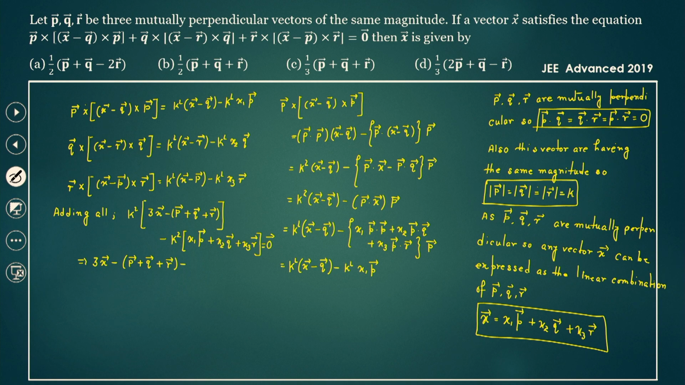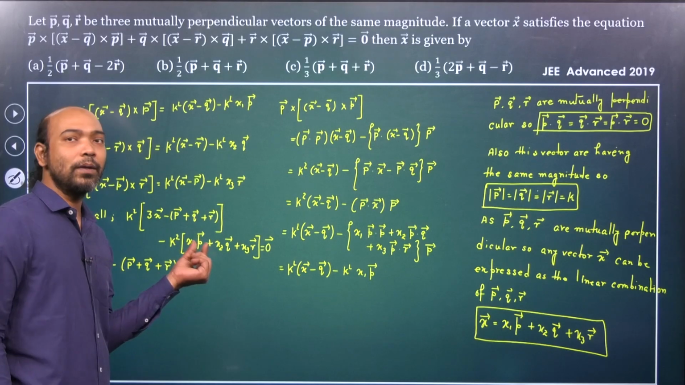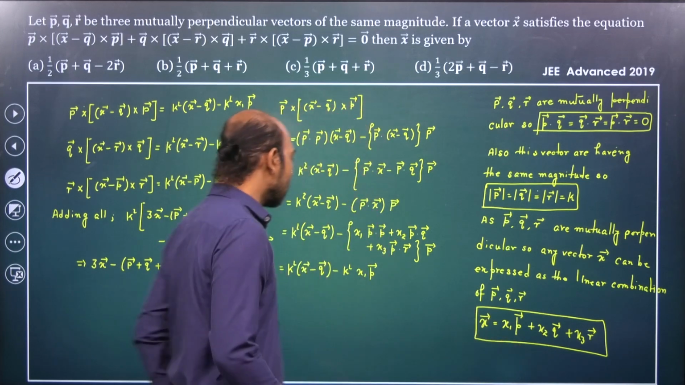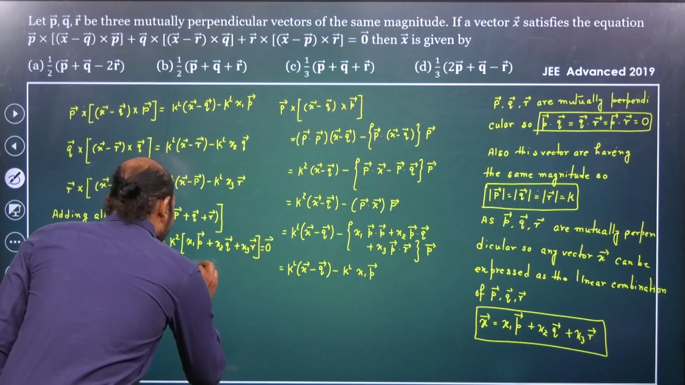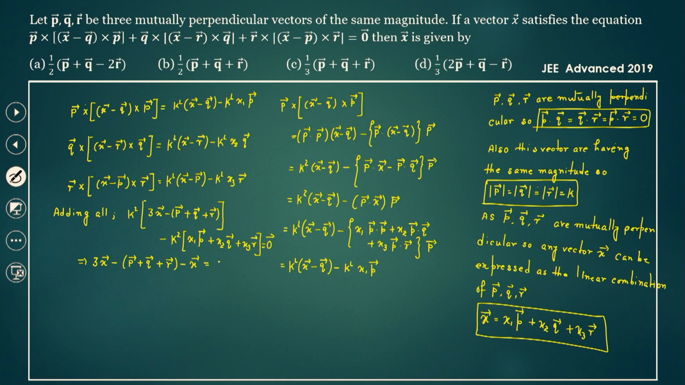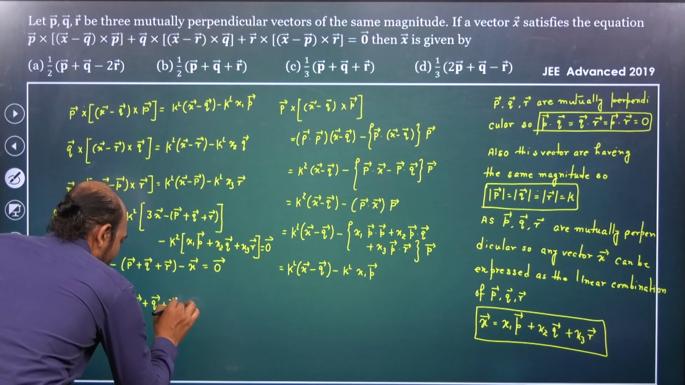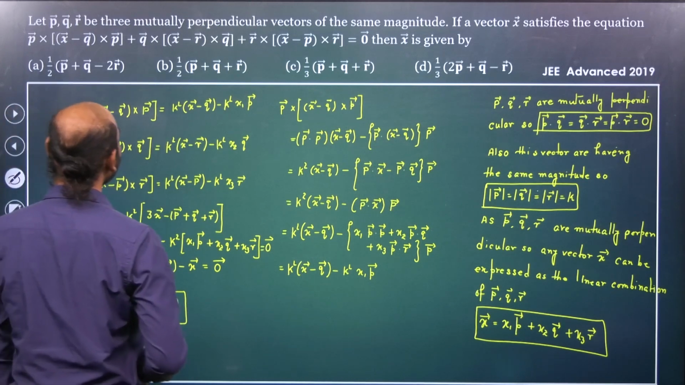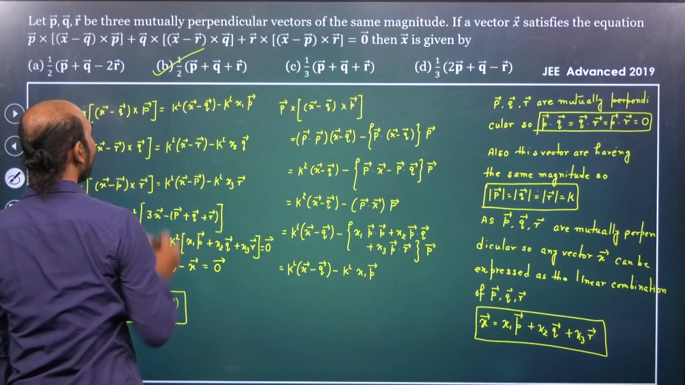Minus, k square is gone, right? Now what is x1p, x2q and all that? That gives me our x vector. So therefore we get minus x vector is equal to a 0 vector. So by simplification we can easily calculate the vector x is equal to 1 by 2 of p plus q plus r. That's it. Therefore for this particular problem we can understand that option B is the right choice.